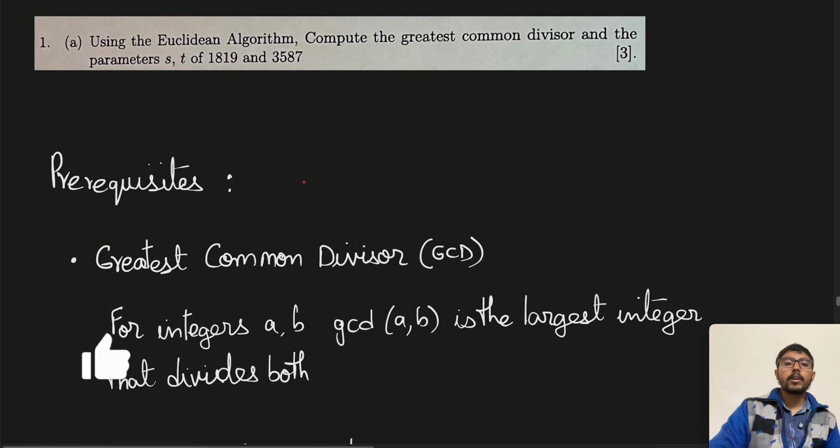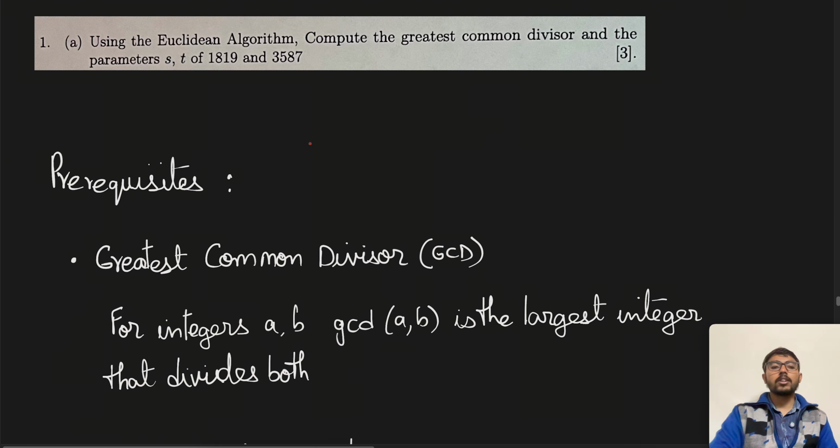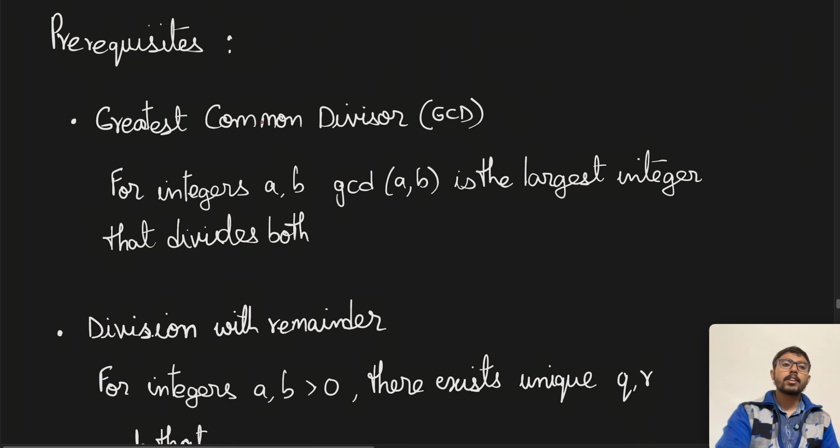Today we are going to look at a topic from cryptography and network security. So let's read the question first. Using the Euclidean algorithm, compute the greatest common divisor and the parameters s, t of 1819 and 3587, right? Some of the prerequisites that someone should know before tackling this sort of problem is what we will discuss first. First is greatest common divisor.